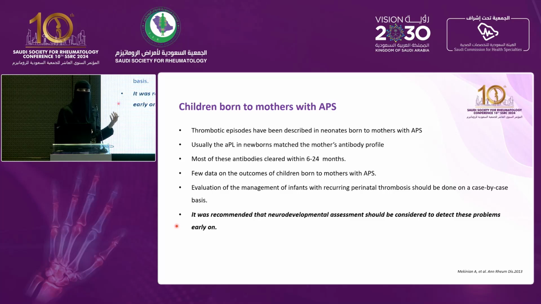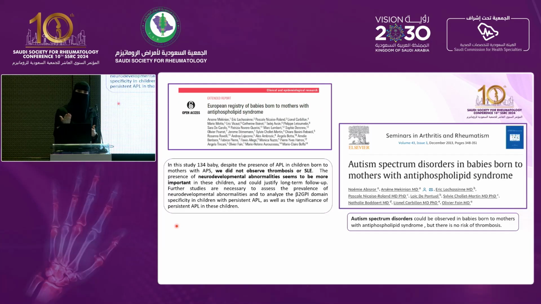There are case reports about thrombosis, but most of the time it will be associated with infection or another precipitating factor. That's why they develop thrombosis, rather than it being a presentation of the antiphospholipid antibodies themselves. But they found that those babies who were born from mothers with antiphospholipid antibodies have a higher risk of developing neurodevelopmental abnormalities. So those patients need long-term follow-up, even if the antibodies were cleared from their serum.